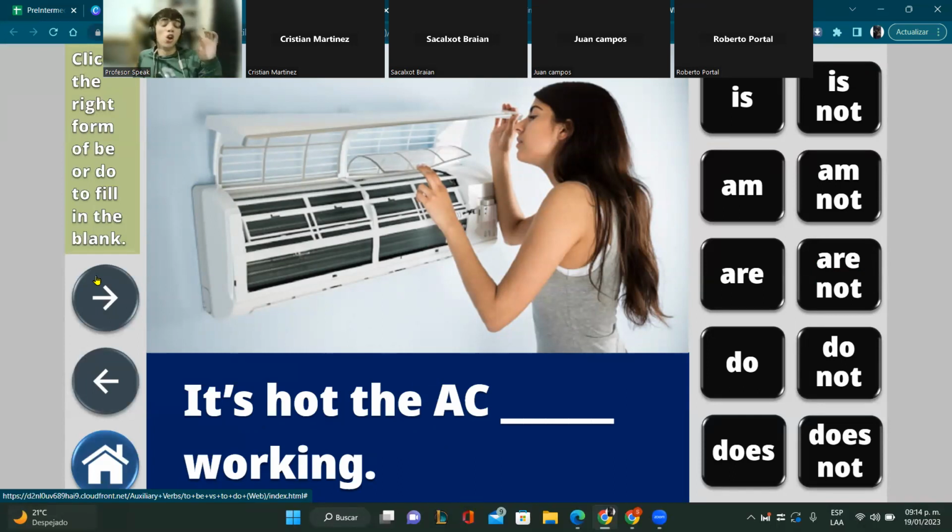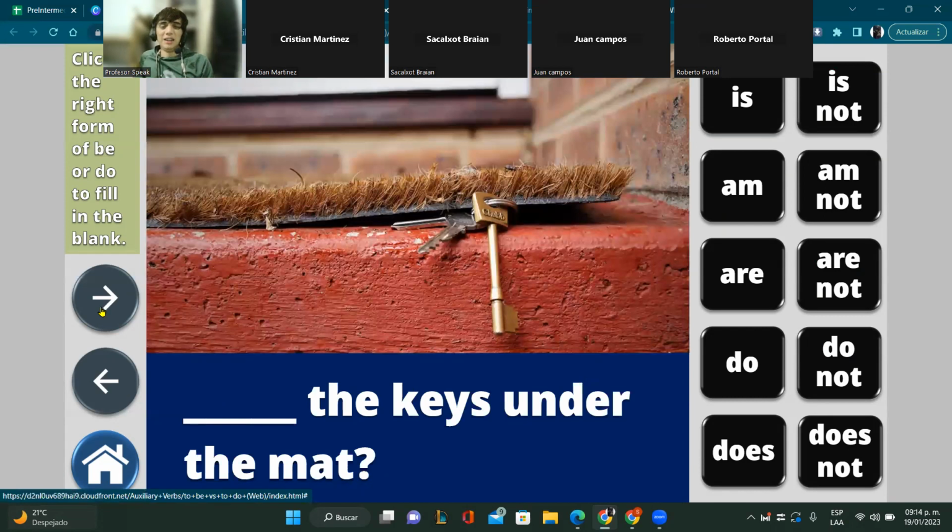It's hot. The AC working. Guys, it's very hot. But why? The AC isn't working. Excellent. The keys under the mat. Do you remember location? When we want to express the location of something, we need to use the verb to be. So in this case, we have keys. Keys is plural. So what is the verb, the auxiliary, that we have to use? Are the keys under the mat? Excellent.